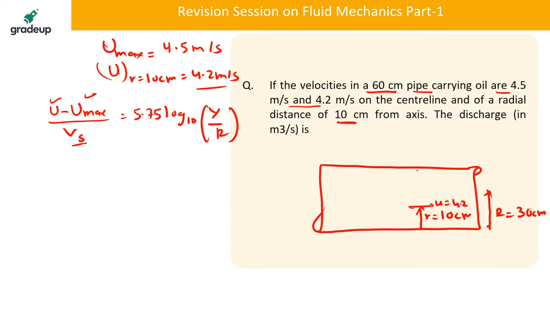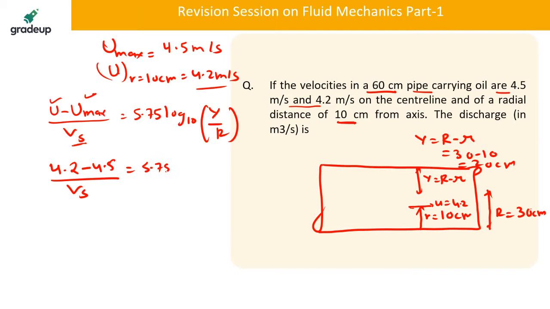Let us say the y. What is the value of y? The y will be equal to R minus r. So y will be equal to R minus r, which is 30 minus 10, equal to 20 centimeter. So we get 4.2 minus 4.5 divided by shear velocity is equal to 5.75 log base 10 of y, that is 0.2, divided by R, which is 0.3. So just solve this, you will get the value of shear velocity. What is the value of shear velocity you will be getting? Yes, shear velocity will be 0.2693. 0.2693 will be the value of shear velocity.